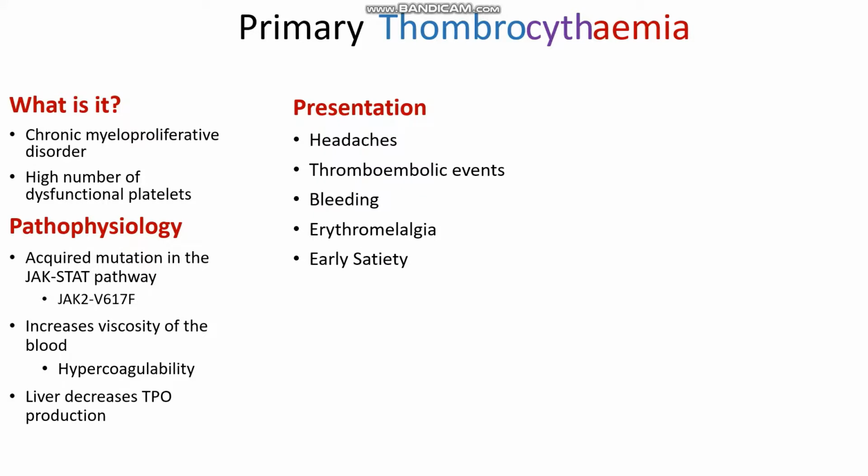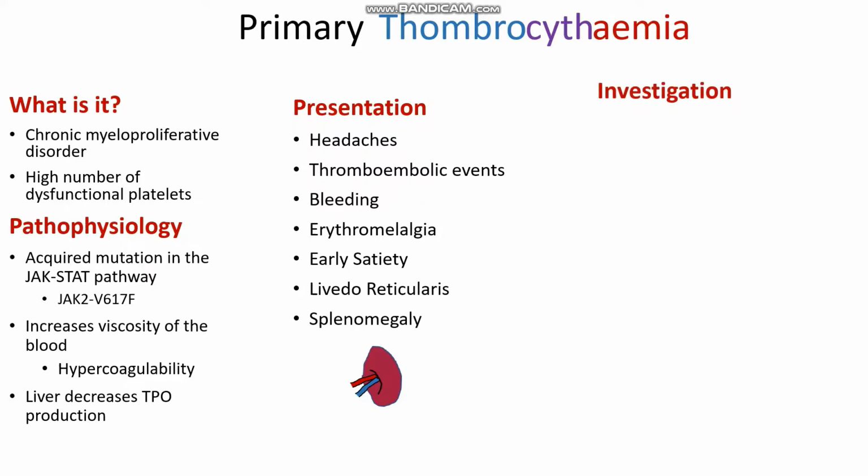Early satiety, because these platelets are going to be eaten by our spleen. Might get livedo reticularis. So this is a purple net-like rash that occurs over our hands and our legs because we get clots in the small veins of our body, essentially, and this forms a net-like pattern on our legs and arms. And lastly, we might see splenomegaly when we're palpating the abdomen, because the spleen is eating those platelets and churning and getting bigger and bigger.